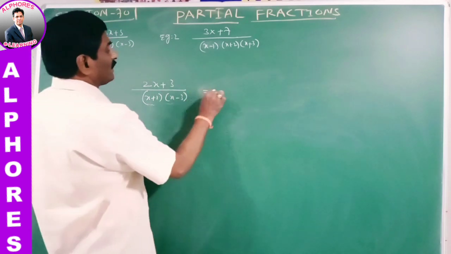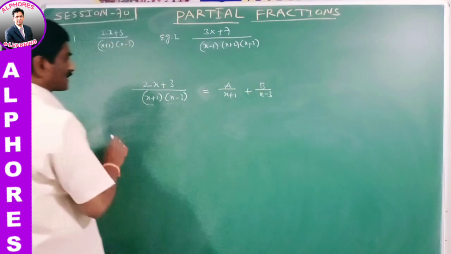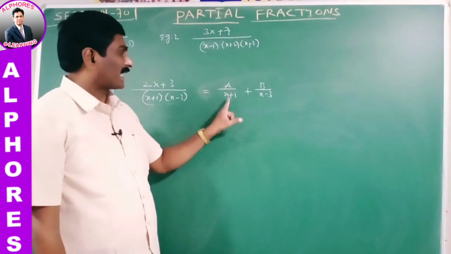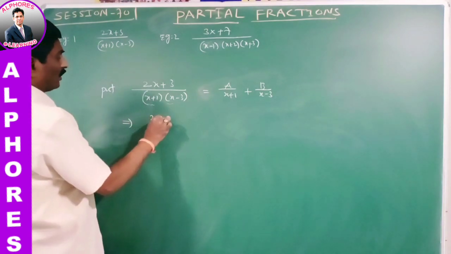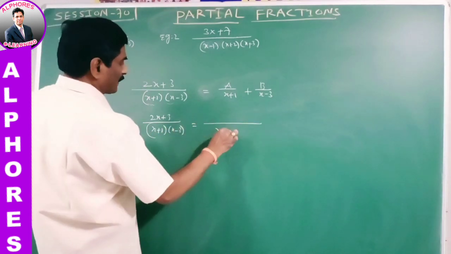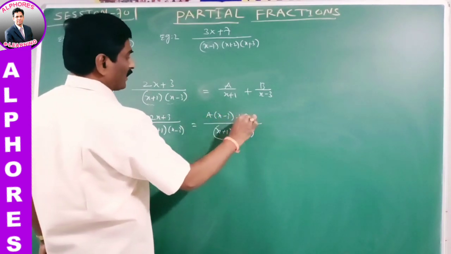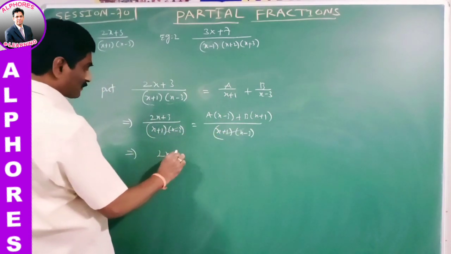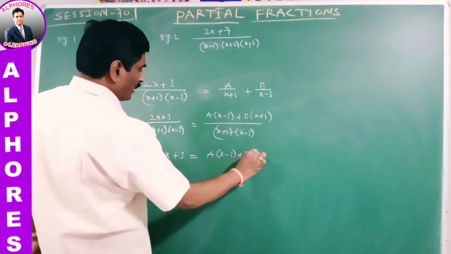The first is a by x plus 1. The second is b by x minus 3. Now we find the values of a and b. Put 2x plus 3 by x plus 1 into x minus 3 equal to a by x plus 1 plus b by x minus 3. After LCM, it can be reduced to 2x plus 3 by x plus 1 into x minus 3 equal to a of x minus 3 plus b of x plus 1 over x plus 1 into x minus 3. After the 2 denominators are cancelled, 2x plus 3 is equal to a of x minus 3 plus b of x plus 1.